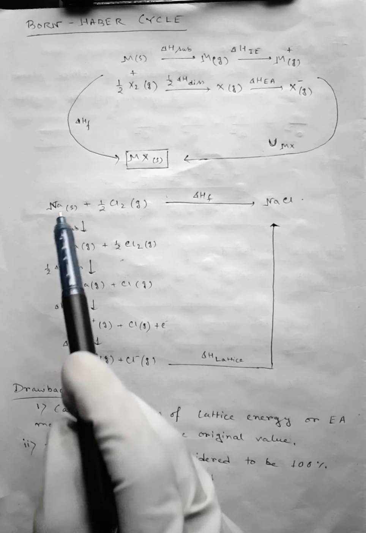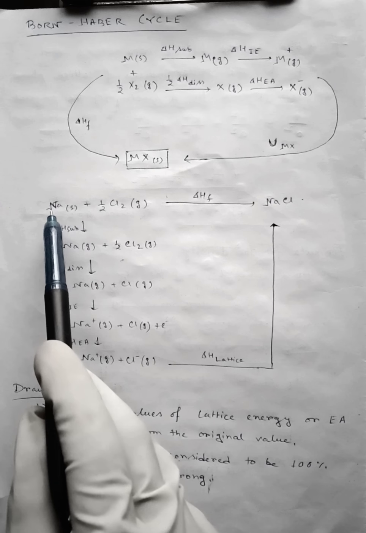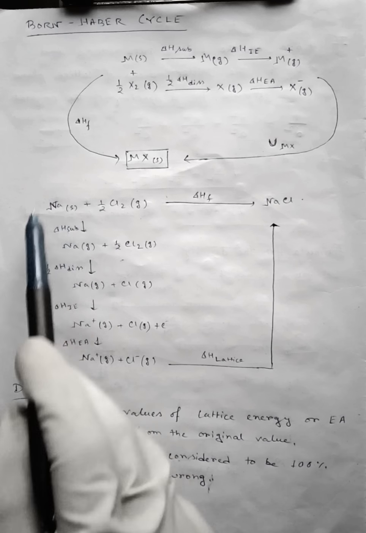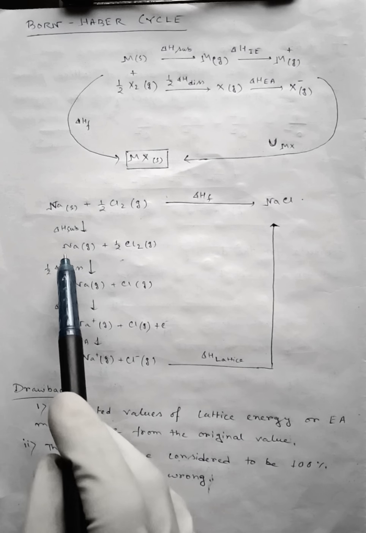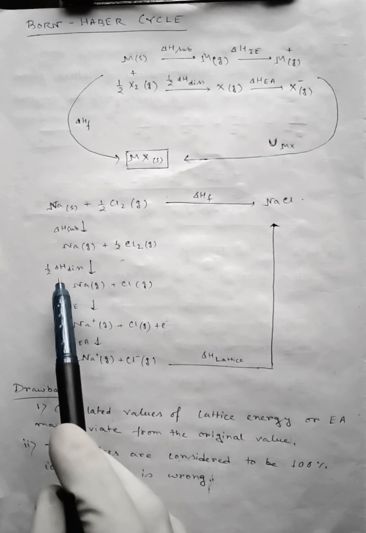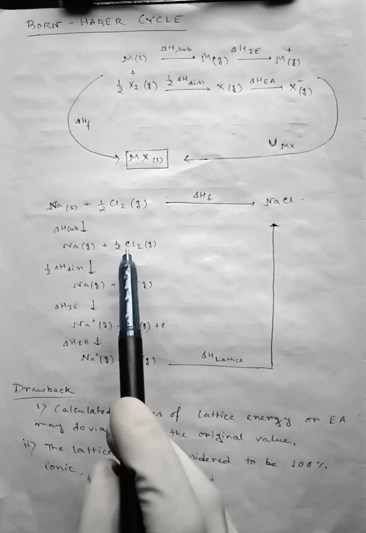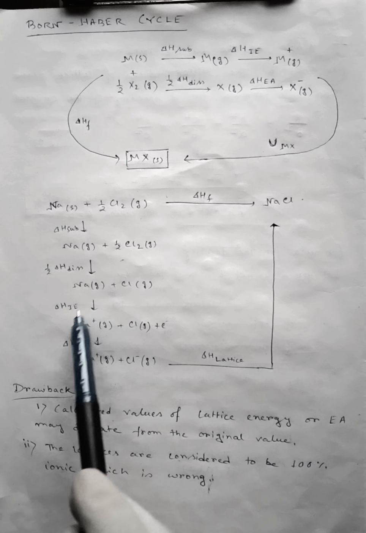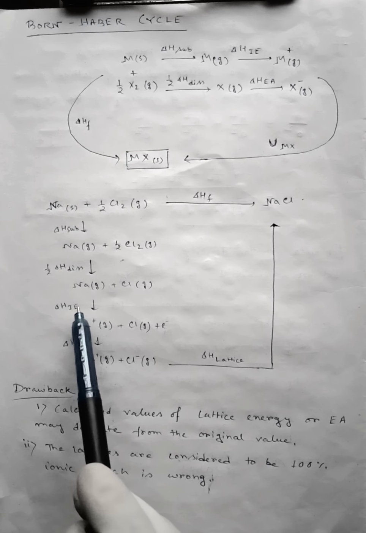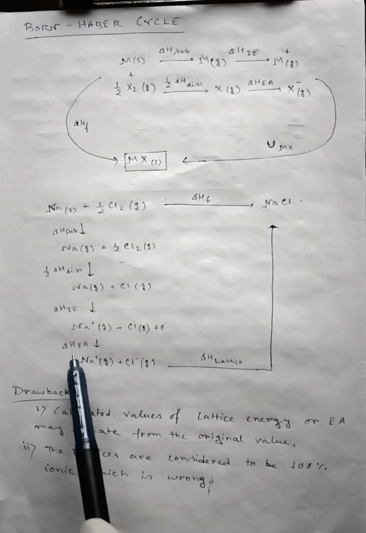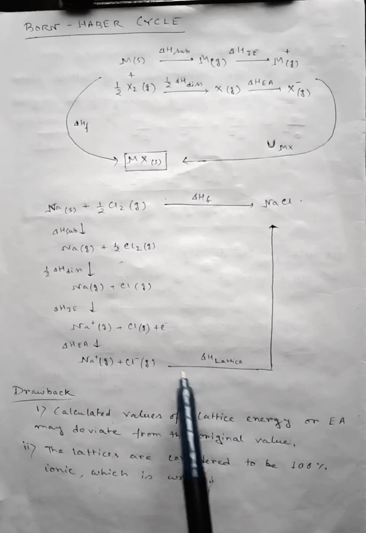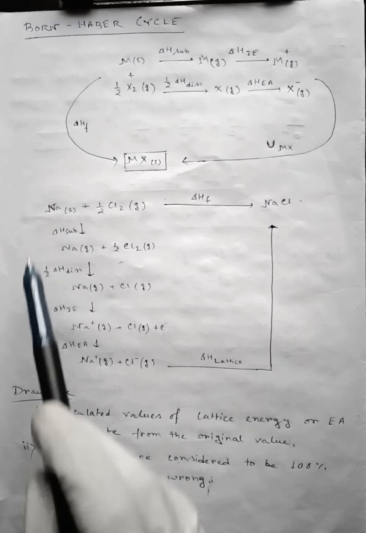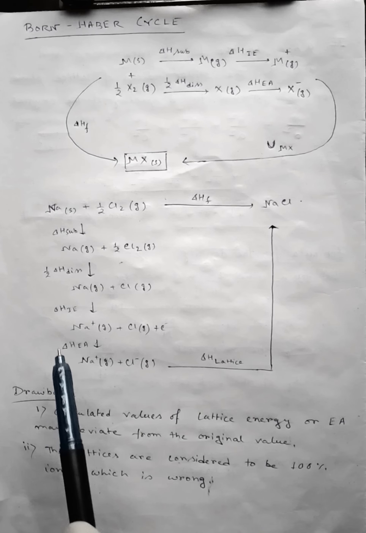Now if we try to perform it in multiple steps, first of all we have to give the heat of sublimation to the sodium, so we will get sodium gas. Then we have to dissociate the bond between the two chlorine atoms, so this will take half del H dissociation. Now we will provide the ionization enthalpy, then the electron affinity enthalpy, and after that the del H lattice, that means lattice energy. So numerically this del HF will be equal to the summation of all these enthalpies.